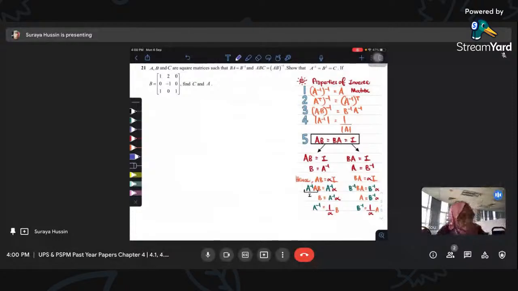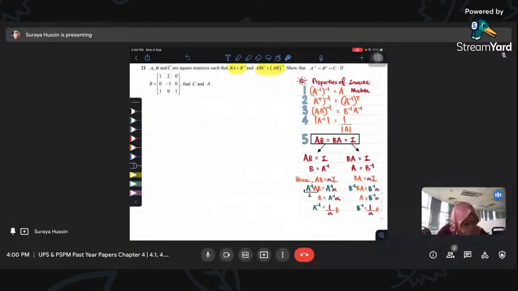Question 21 is quite the most important in PSPM. Actually, it's about deducing, okay? You have two important statements here, right? If you see long and weird statements like this, A, B, C, A, B, B, A equals to something, equals to B inverse, it's very weird. And you have never seen this before.